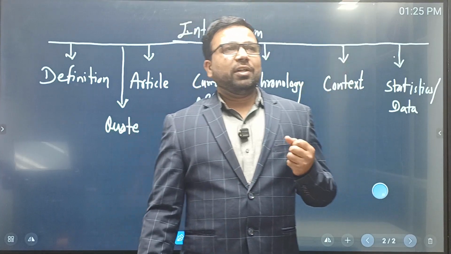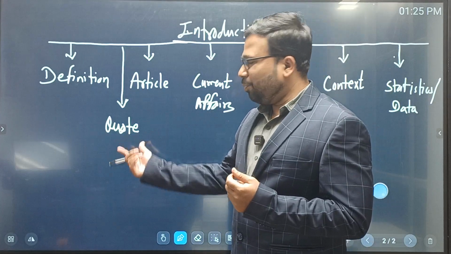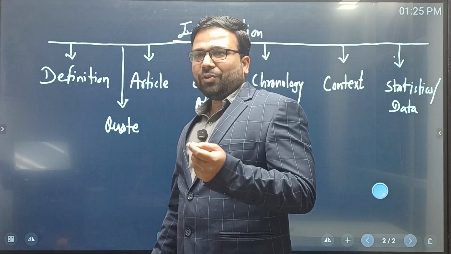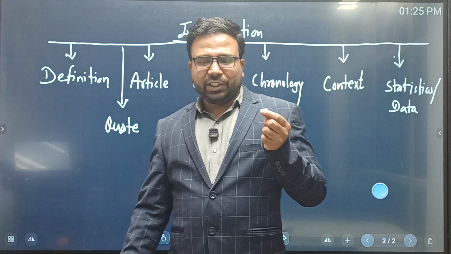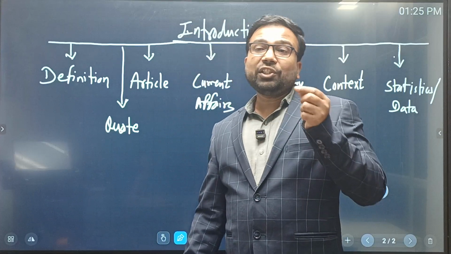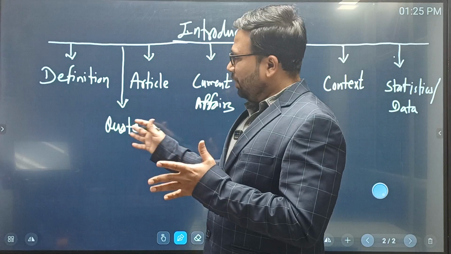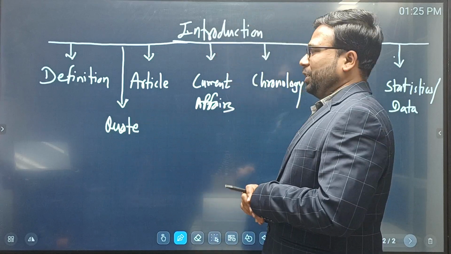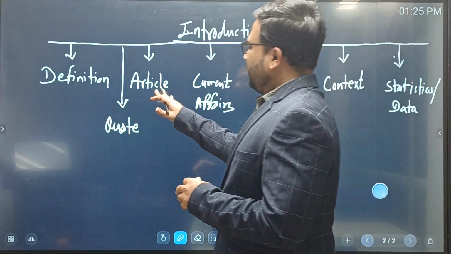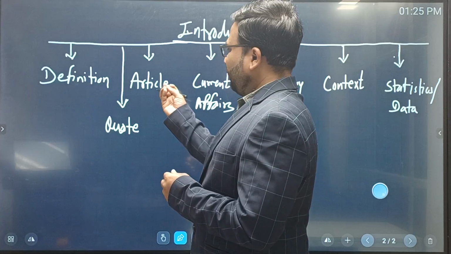So therefore, when you are going by a quote, for example, be the change you want to see in the world, you should not be changing the words, nor should you be changing the sequence of the words. So only if you are that much sure, then go for the quote based introduction. Then article based introduction, and subject wise where it suits.